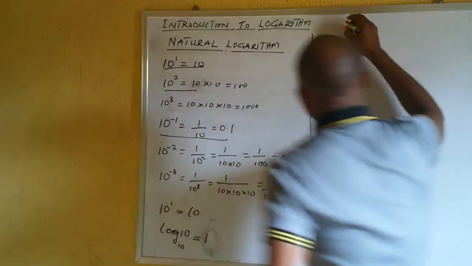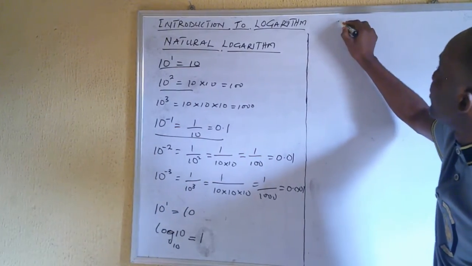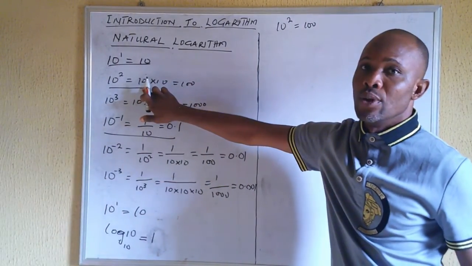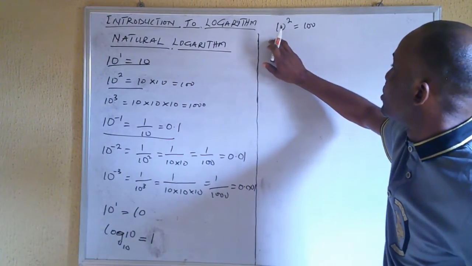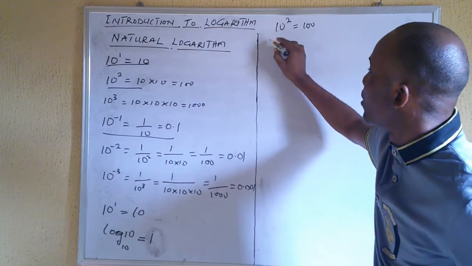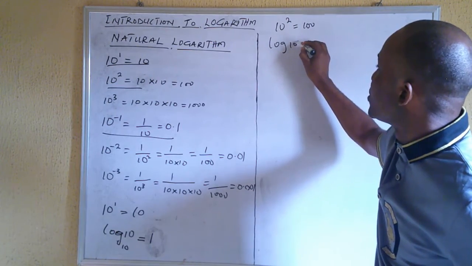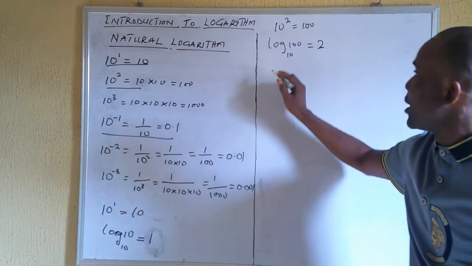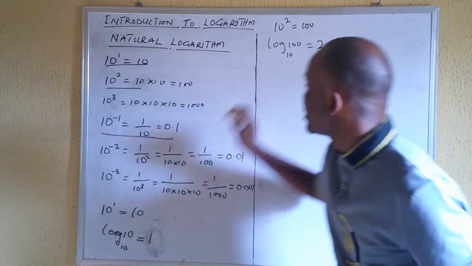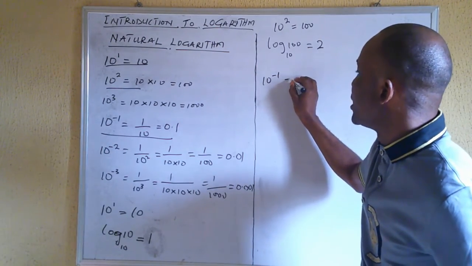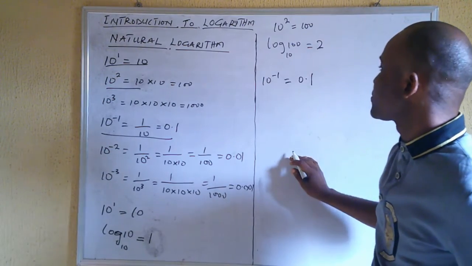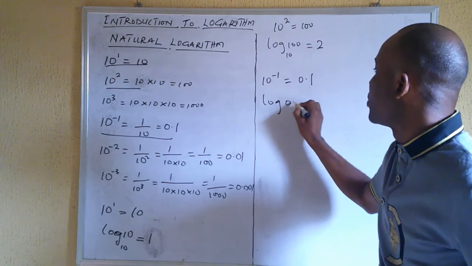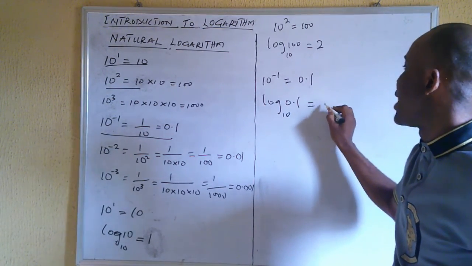Now, take a look at this. If we consider 10 raised to the power of 2 equal to 100, because 10 times 10 will give you 100, then to interpret this in terms of log, we have the logarithm of 100 to base 10 is equal to 2. Now, coming to the negative power, let's take 10 raised to the power of minus 1 equal to 0.1. To interpret this, we have the logarithm of 0.1 to base 10 is the same thing as minus 1.